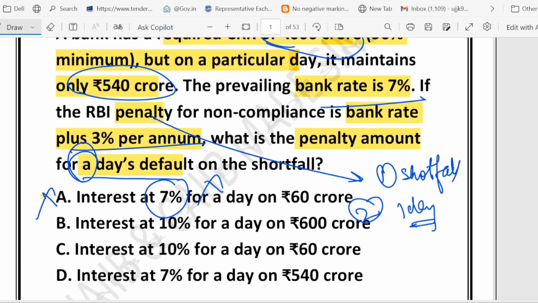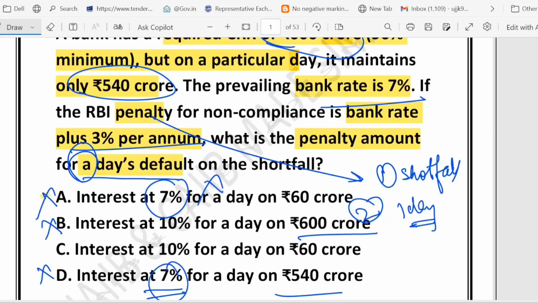7% is wrong. Option number B says interest at 10% for a day on 600 crore. So again it is the wrong amount. Why? Because penalty is charged only on the shortfall, not on the entire amount, right? That is the point. What about option C? Option C is yes, correct. Right. Option D is also wrong. Why? Because they're saying interest is 7%.